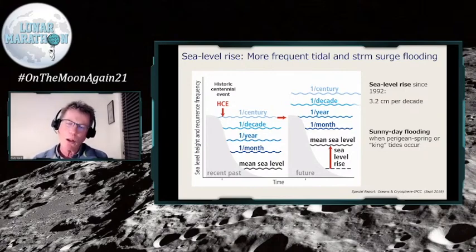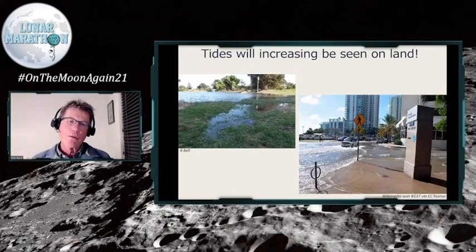And what I'd particularly like to end with is we're starting to see tides creep onto the land, what we call sunny day flooding, when perigee spring or king tides occur. And I'll just end on a couple of pictures, one from New Zealand, one from Miami. The tides increasingly will be seen on land due to sea level rise.